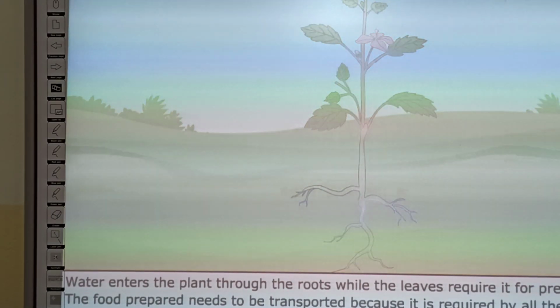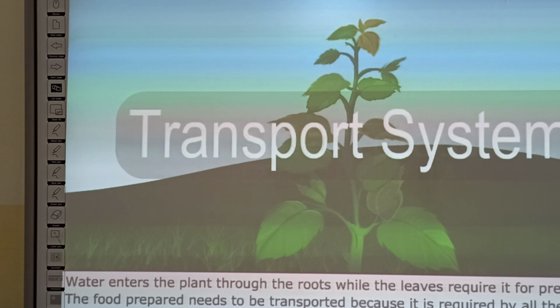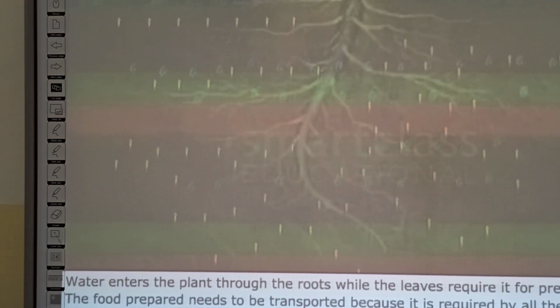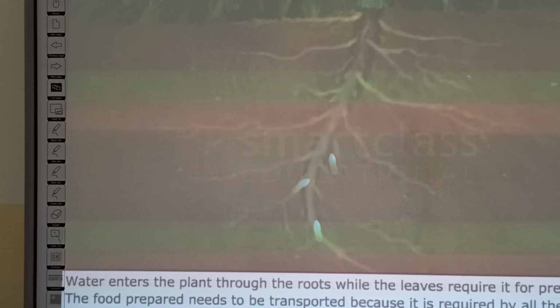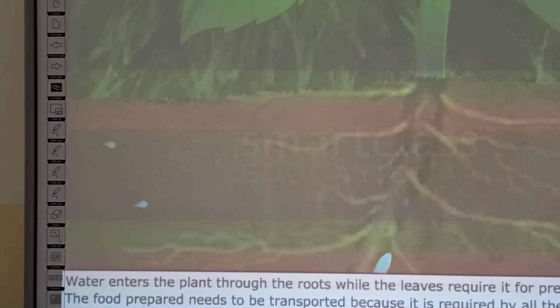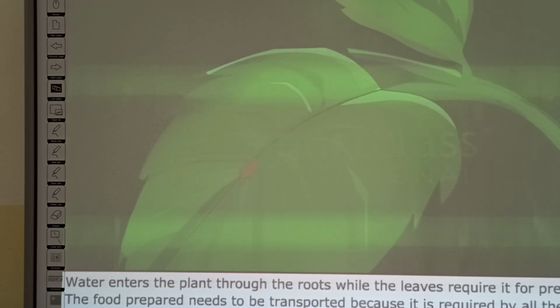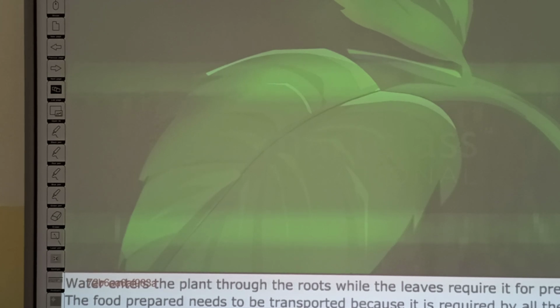Let us first understand why plants require a transport system. Water enters the plant through the roots, while the leaves require it for preparing food. Similarly, leaves are the only source of food for the whole plant, while all other parts of the plant require food. Hence, plants need a transport system to move water and minerals absorbed by the roots, and sugar or food prepared by the leaves, through their different parts.